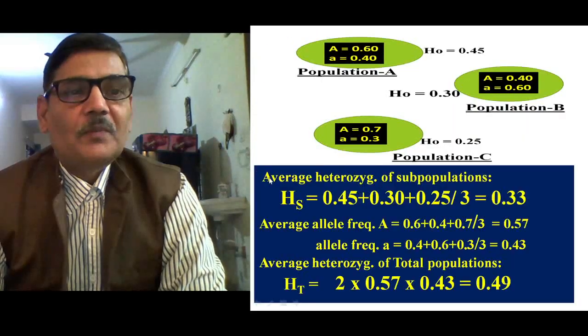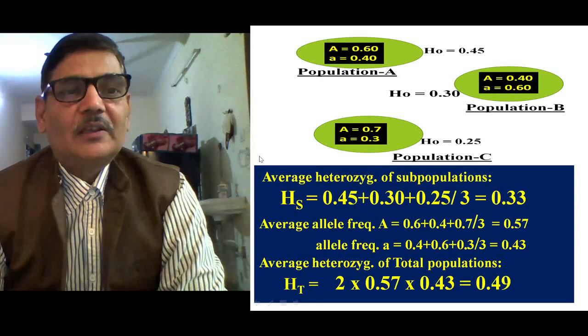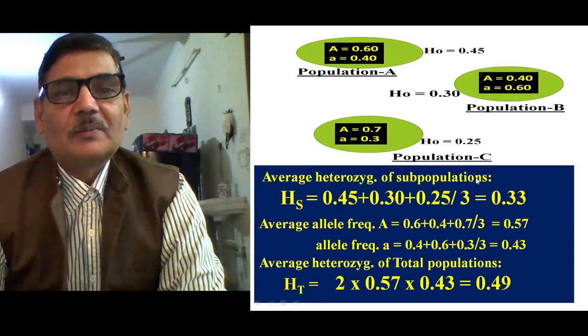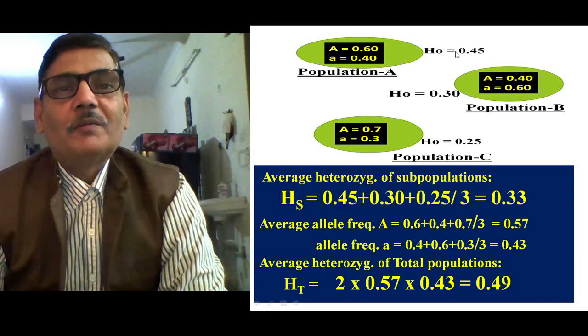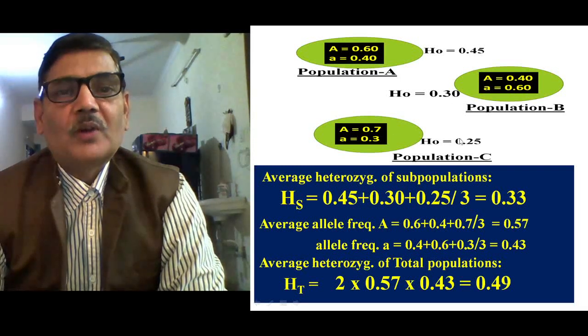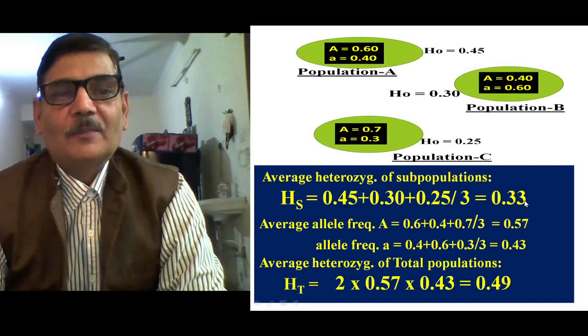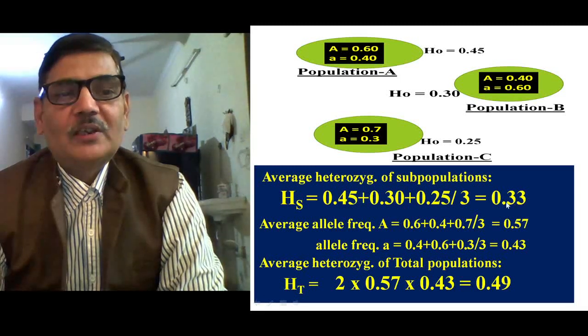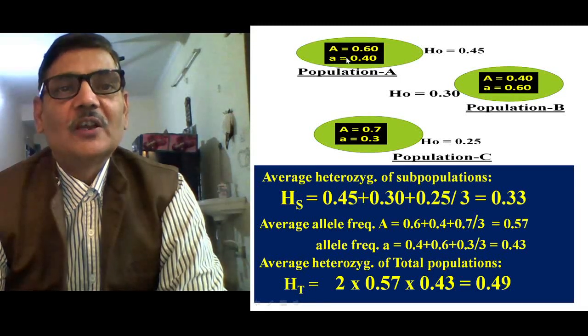In this case, first we shall be calculating the average heterozygosity of subpopulations. We will consider the heterozygosity 0.45 plus 0.30 plus 0.25. All these observed heterozygosity values have been added, and that will be divided by 3 because we have to find out the average. So this value comes 0.33. Now we shall be calculating the average heterozygosity of the total population. Total means all these three populations.